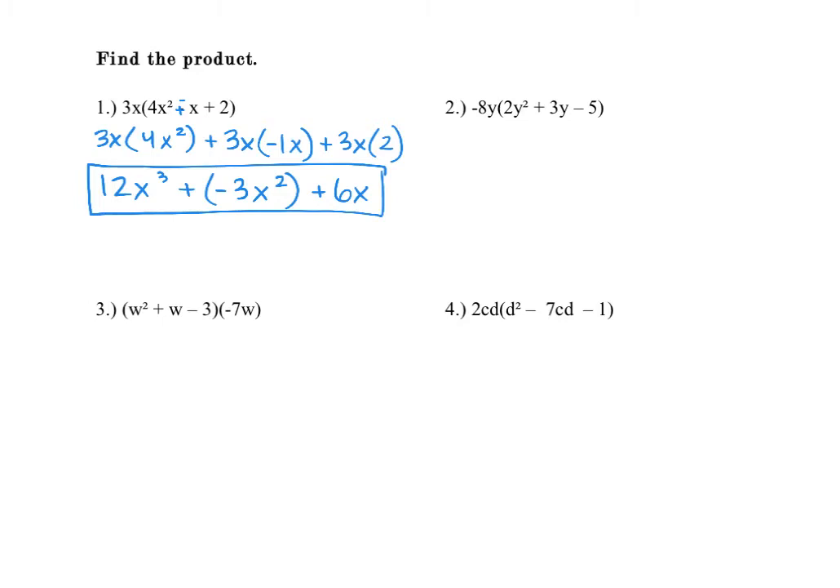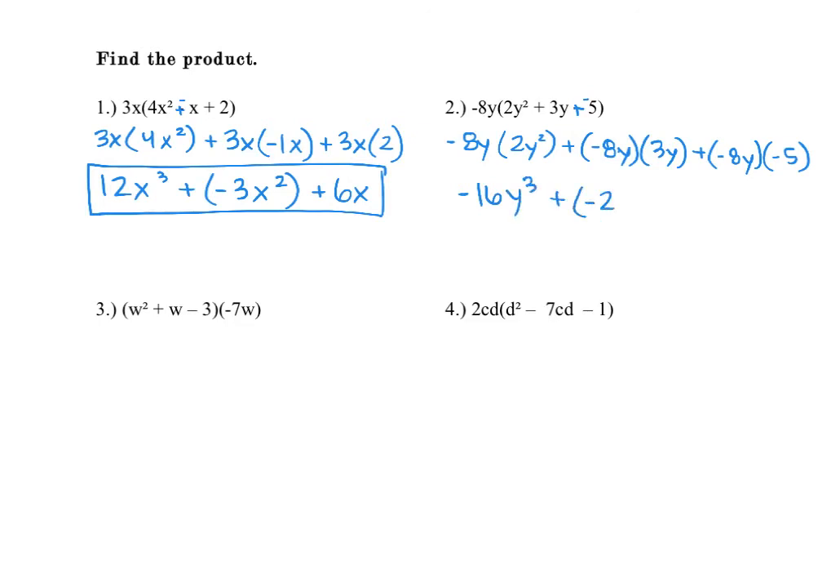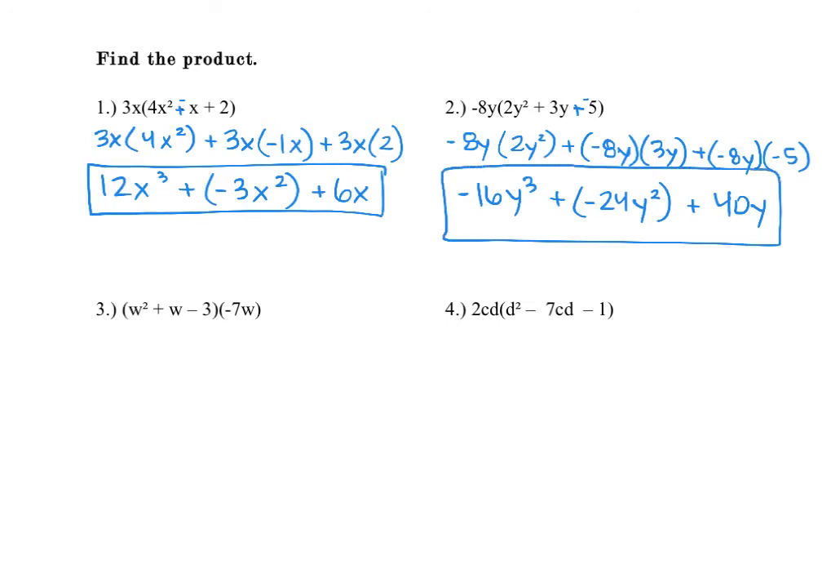Let's do number 2. I have negative 8y times 2y squared plus negative 8y times 3y plus negative 8y times negative 5, because again, I'm going to make that plus negative 5. All right, so when I multiply my first two terms, I can multiply the coefficients first, so that's negative 16y to the third power plus negative 24y squared plus positive 40y, because I have a negative times a negative there. And that would be my final answer.